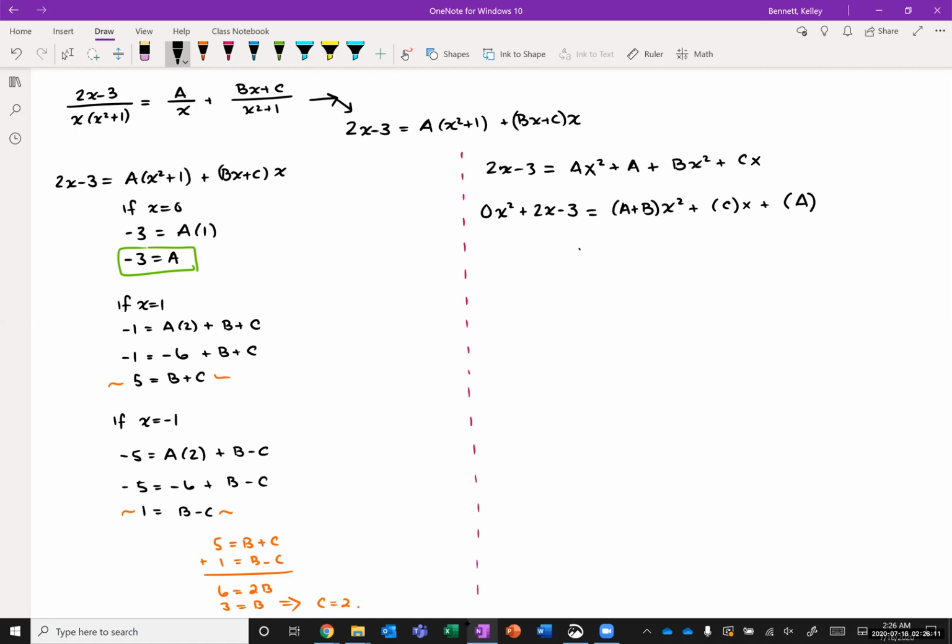All right, so I get 0 equals a plus b. I get 2 equals c. And I get negative 3 equals a. I mean, I don't know what more I can say to convince you that this method is superior in this instance. So if a plus b is 0 and a is negative 3, then we know that b has to be positive 3. You could also throw it into an augmented matrix if you really want to, but I think that's a bit overkill in this instance. Here's what it would look like.